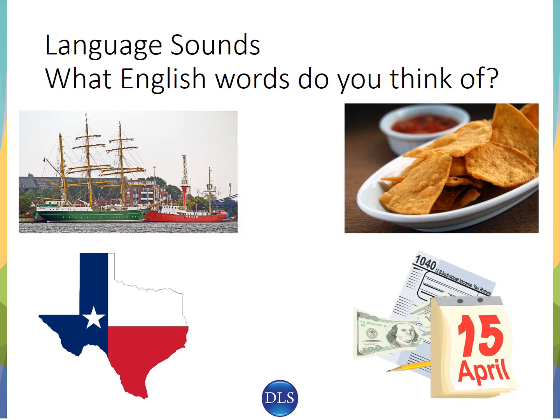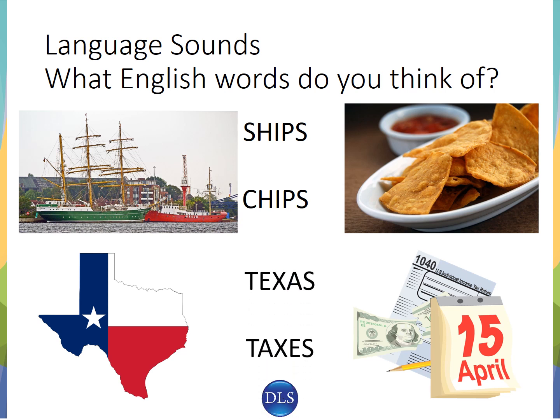Here is an example from English. There are two pairs of pictures, and you can try to think of the words you would associate with each picture. There are sounds here that English learners sometimes have trouble distinguishing. The first pair is ships and chips. For speakers of some languages, there can be difficulty with telling the first sounds in each word, the sh in ships and the ch in chips, apart. The other pair is Texas and taxes. These two are the same except for the vowel sounds e and a, and speakers of many languages can have trouble with these.